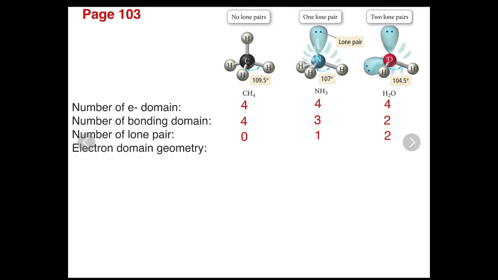Now the electron domain geometry, based on what we already see. Because they have 4 electron domains, the electron domain geometry for these is what we call tetrahedral. All of them are tetrahedral.